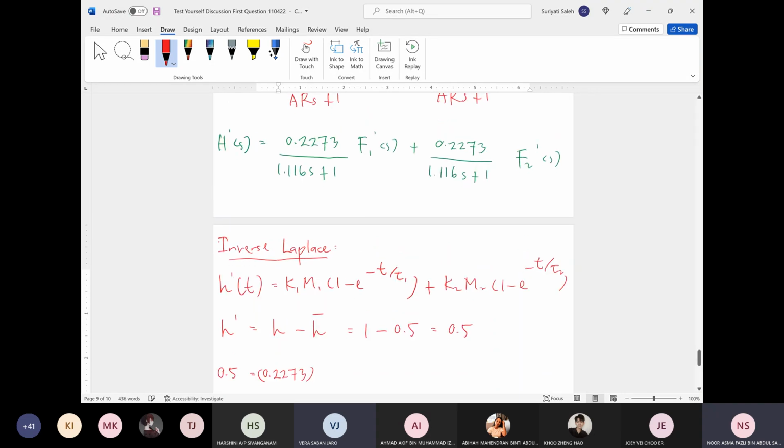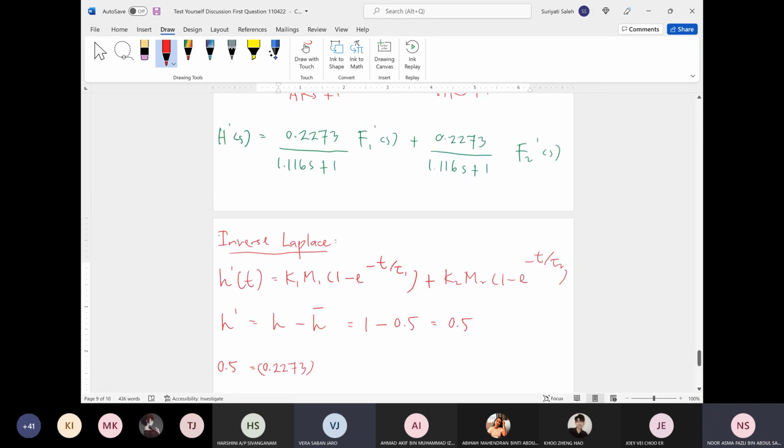And then we have the M1. In this case, we have the M1 and then the M2. What is the difference? It's based on the input. So where the M1 refers to the F1 prime and M2 refers to the F2 prime.